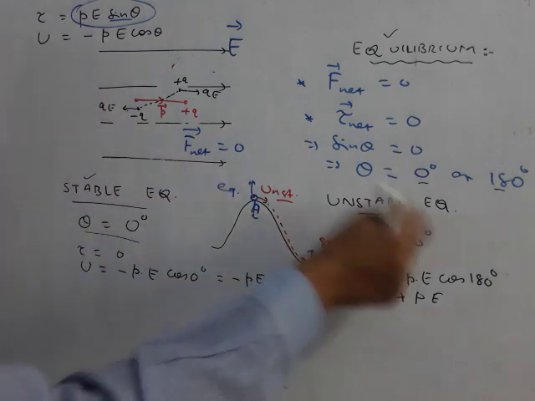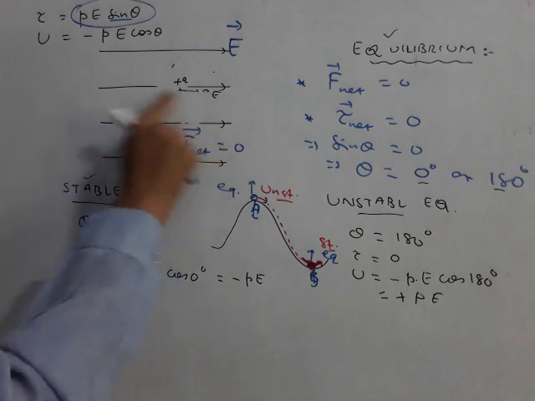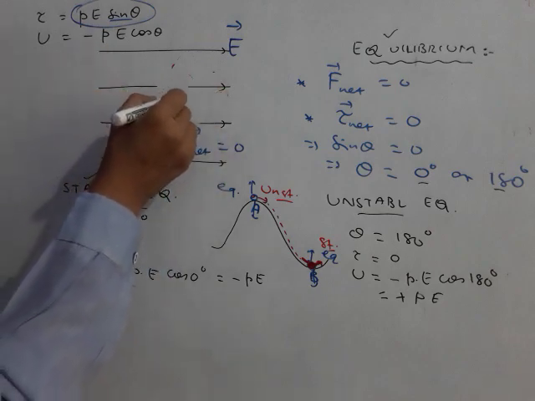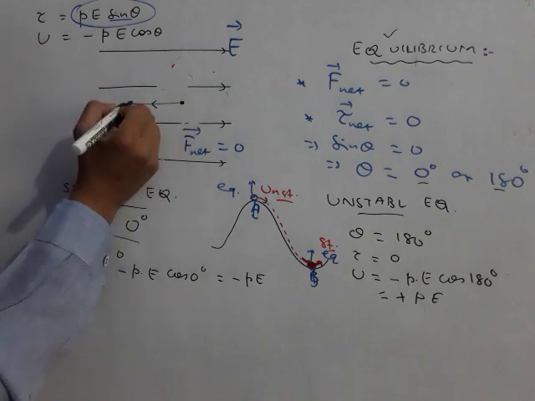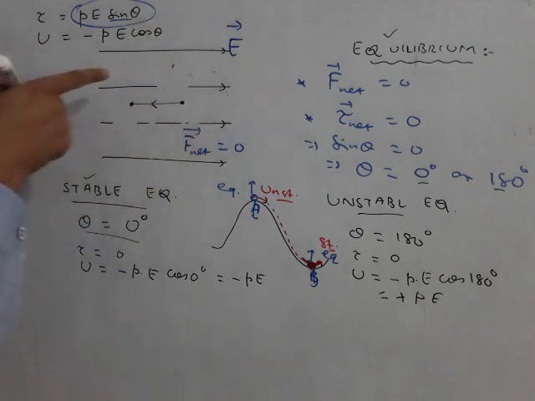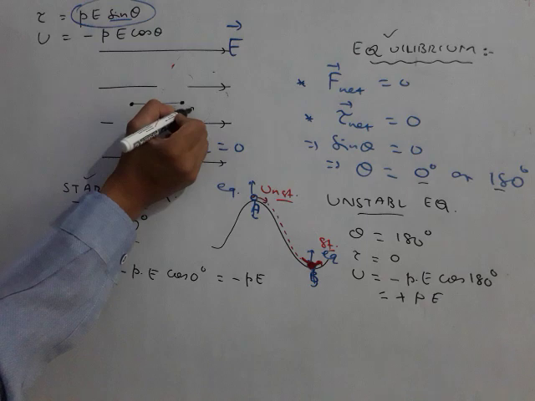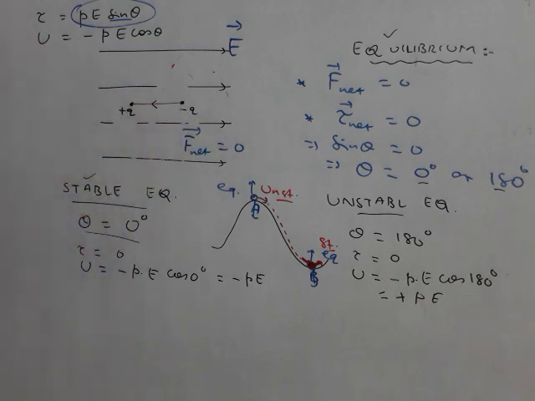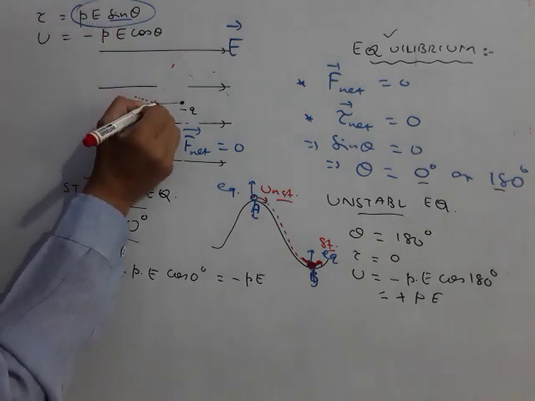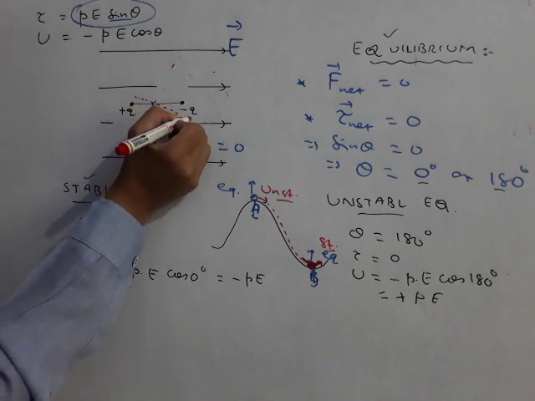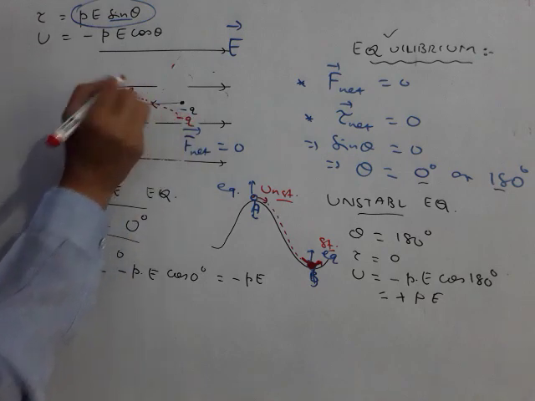Let's see what happens in this case. If theta is equal to 180 degree, that means the dipole moment vector is oppositely directed to the electric field. The electric field is towards the right in this figure. Here it is minus q, here plus q. Let's see what happens if we turn the dipole. Suppose it is turned slightly like so. Here we will have minus q, here we will have plus q.